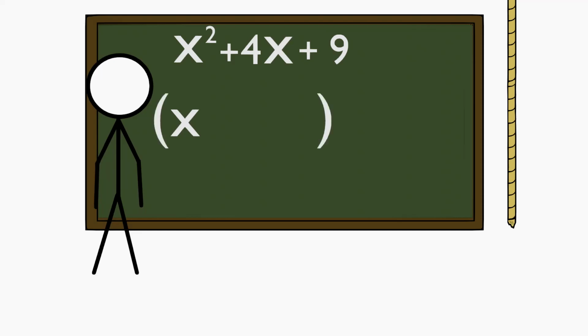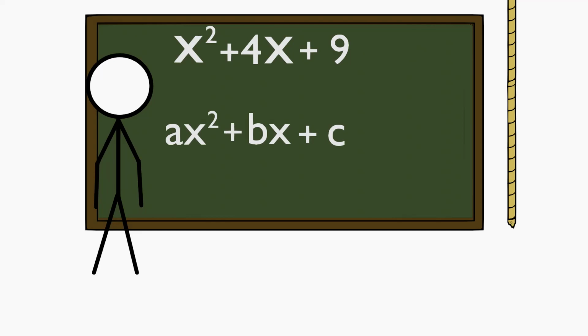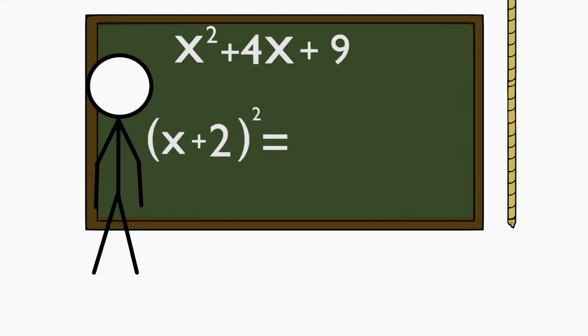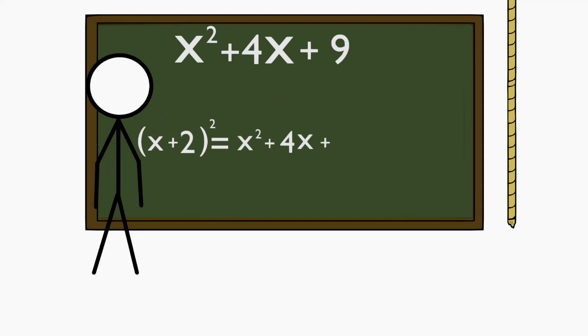Take a look at this expression, x squared plus 4x plus 9. To find the perfect square, we start by writing x in a bracket, and then in this case plus, because the value of b is positive, and half the value of b. As you might know, a quadratic expression is written in the form of ax squared plus bx plus c. The value of b here is 4, so we'll get x plus 4 over 2, which is x plus 2, then square this value. So x plus 2 squared will give us x squared plus 4x plus 4.